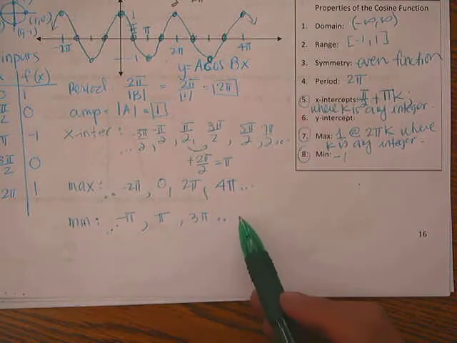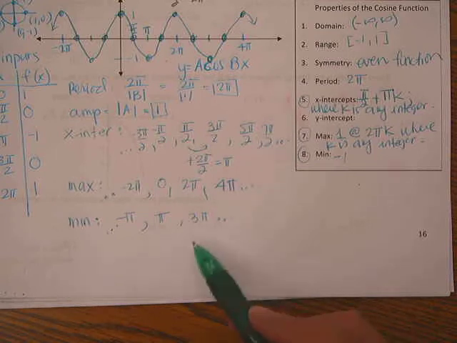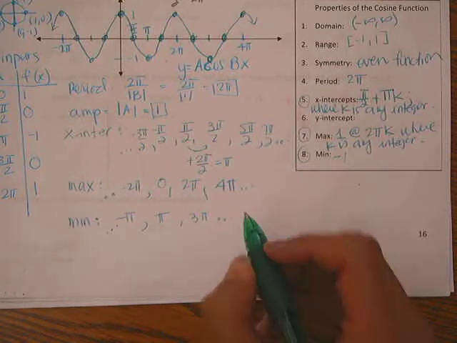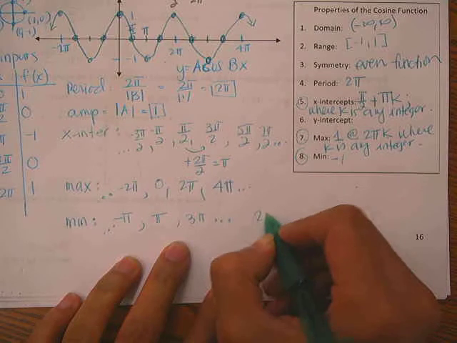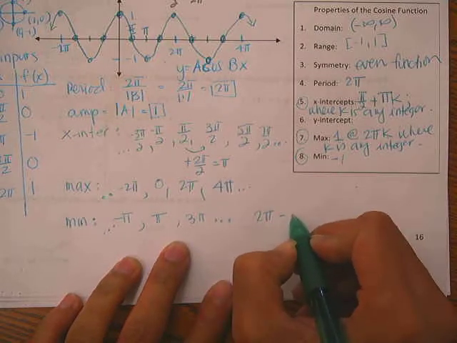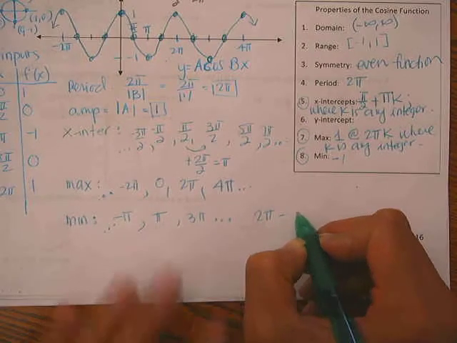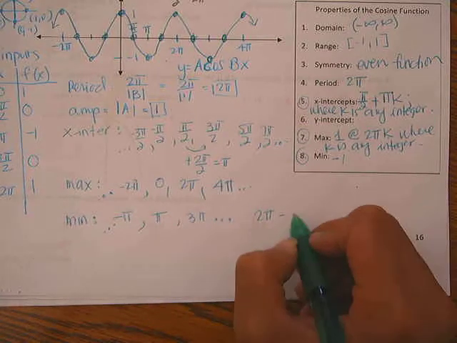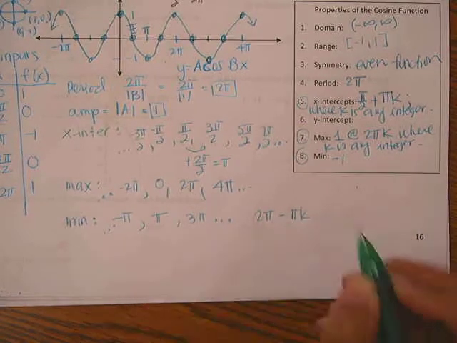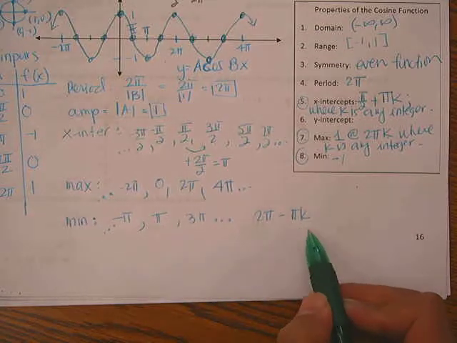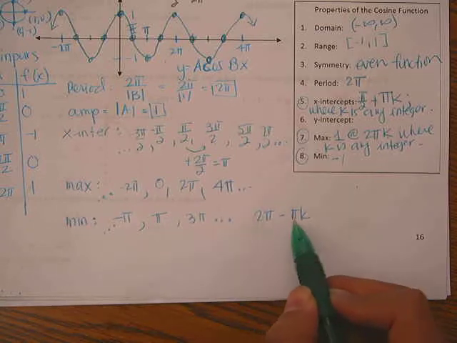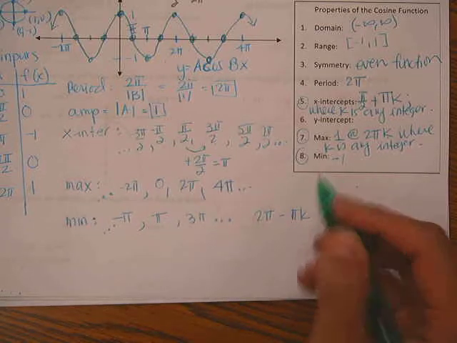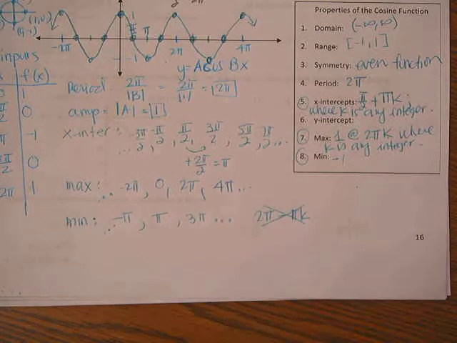So you can say multiple things here. You can do 2 pi minus 1. Okay, that works. So I'm going to give you a couple of different equations. I can do 2 pi minus k pi. Would that work? Let's test this out. When k is 0, 0 times pi is 0. Oh, that doesn't work. If you want to, you can test it out.